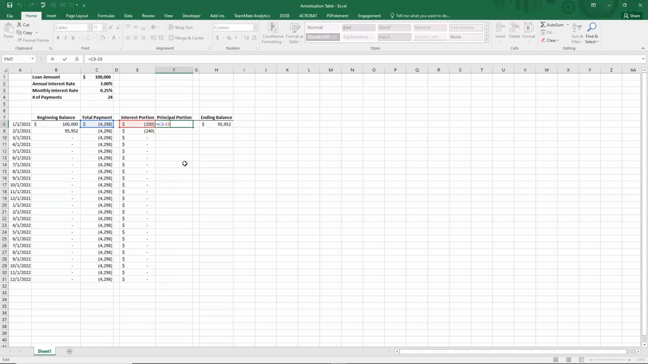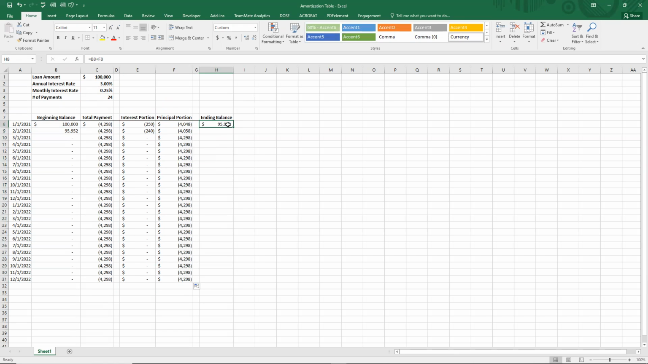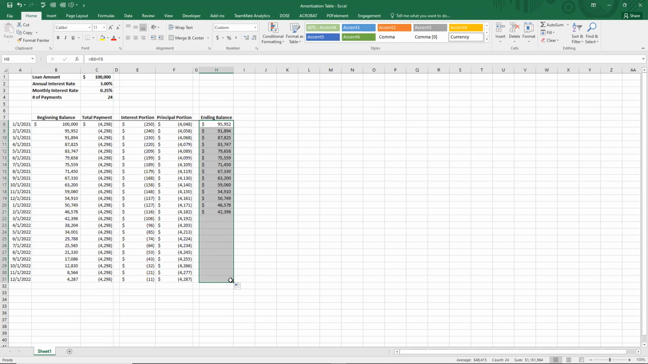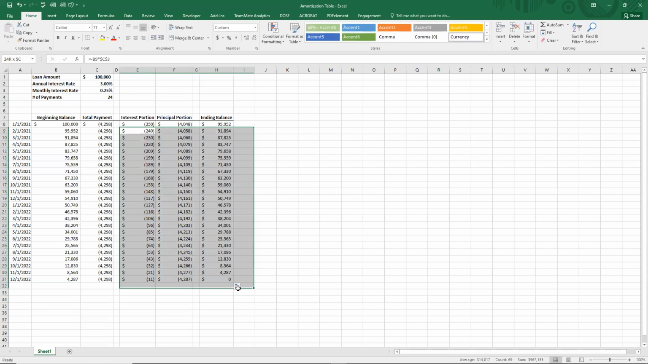Principal portion is also going to remain the same. The way it's calculated, we're going to still do total payments minus the interest portion. So drag it all the way down. Lastly, for the ending balance, it also stays the same. Beginning balance subtracted by the principal portion only. So you're going to drag this all the way down, and everything else should fill in automatically. Just change the decimal signs here.